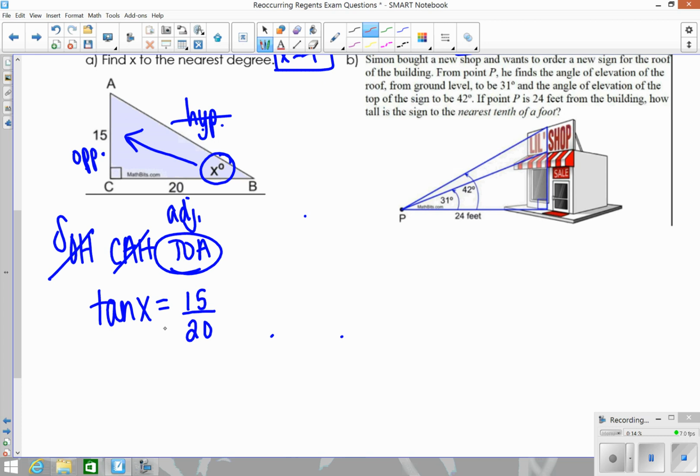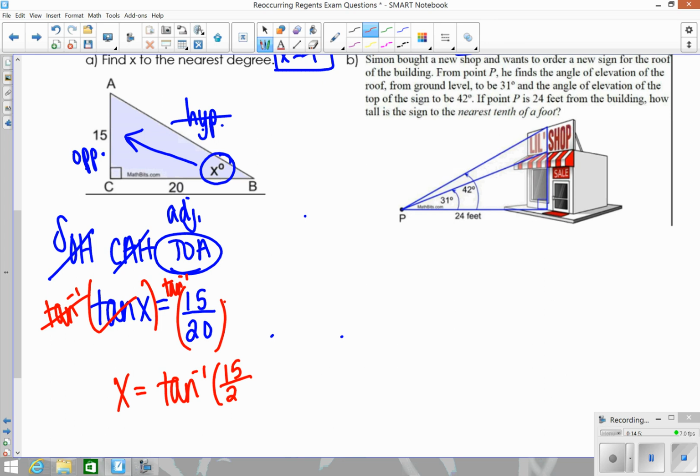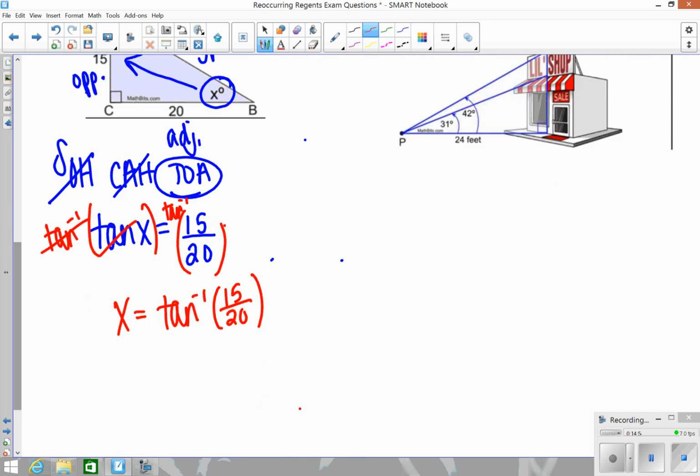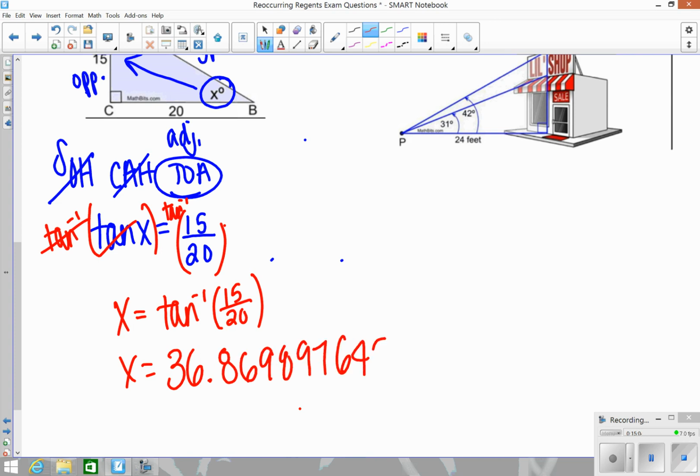Now you're trying to get x by itself, so this is where you're going to take tan inverse of both sides so that you can cancel out the tan. So it's going to be x equals tan inverse of 15 over 20, and we're trying to find x to the nearest degree, so you end up with 36.869897645, and so on. But we want the nearest degree, so it's going to be 37 degrees. And it just says find x, so that's it.